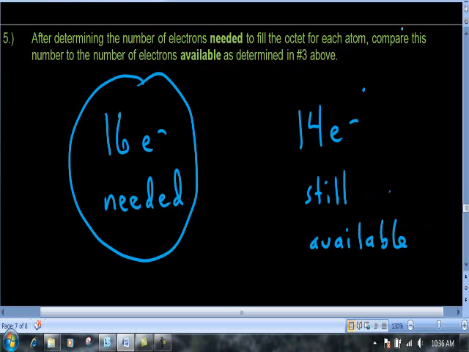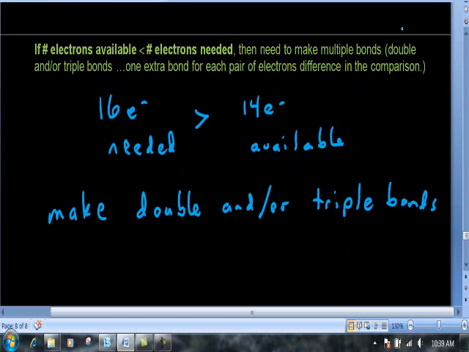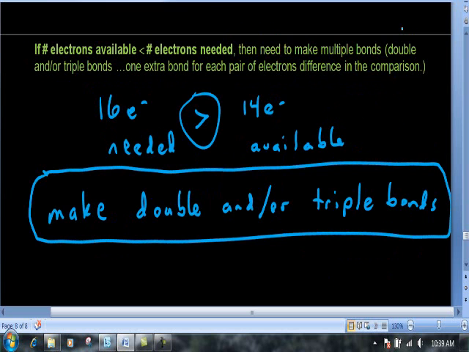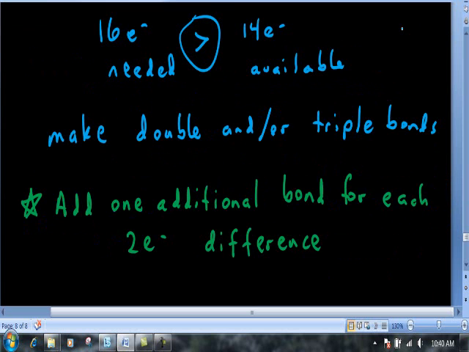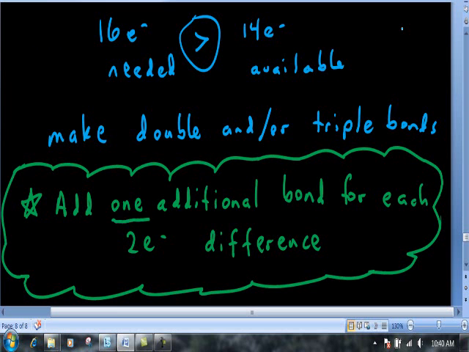Our next step is to compare how many electrons are needed, 16, with how many electrons are still available to complete our Lewis structure. In this case, we see the number needed is greater than the number we still have available. When the number needed comes out to be greater than the number available, we have to now make double or triple bonds in our Lewis structure. For each 2 electrons of difference between the electrons needed and the electrons available, when the electrons needed is greater than the amount available, for each 2 electrons we add 1 additional bond to our Lewis structure.